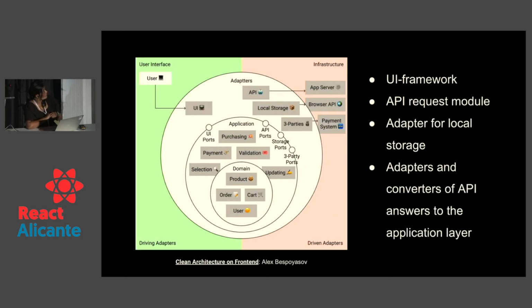And at the end comes the adapter layer. We declare adapters to external services, and on the front end, adapters are usually the UI frameworks, the API server request modules, local storage, or any third-party libraries.